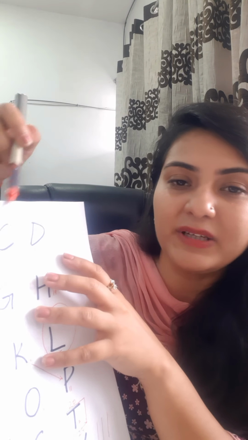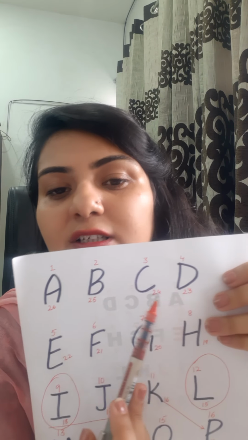So A, B, D, you know. C, either you can follow the same technique that if B is 25 and this is 23, this must be 24. For me it is easy to remember because C24 was my room number during my college days, so I remember C24.